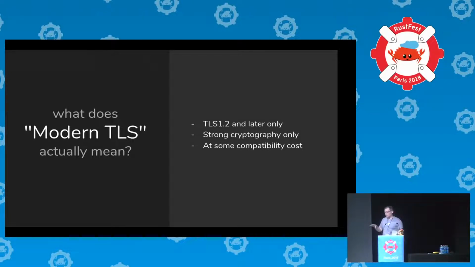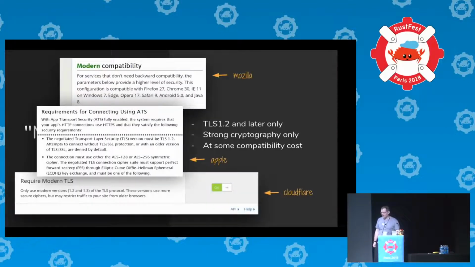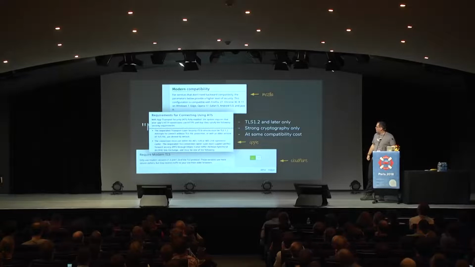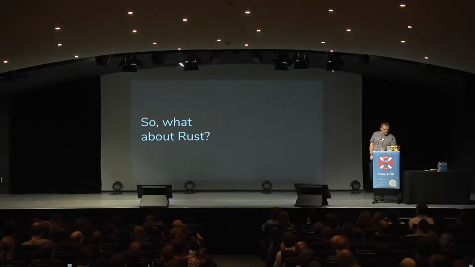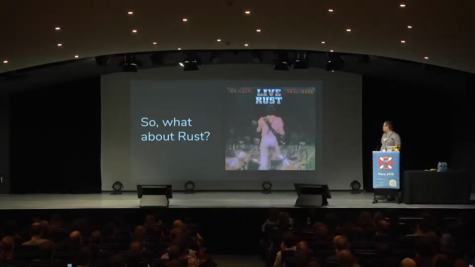So there's also this modern TLS terminology. I use it in the title of this talk, and I'm not just making stuff up. It's quite commonly talked about. I think Mozilla really brought it in. This is from their wiki page about configuring servers to have good TLS. Cloudflare has it as an option. Apple has a similar thing but called it a different name, as they do. So let's talk about Rust a bit.